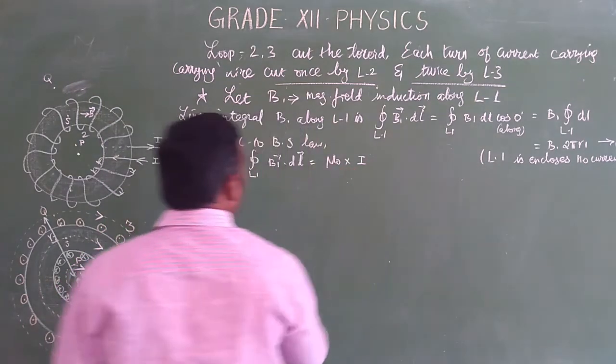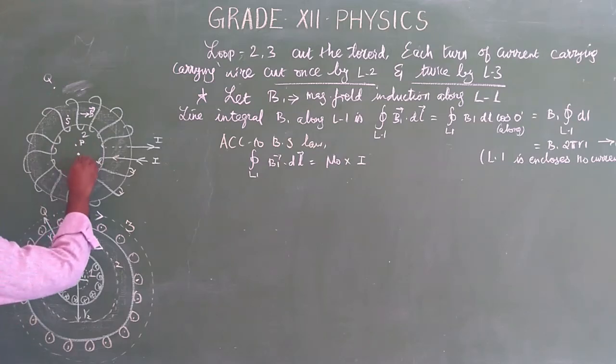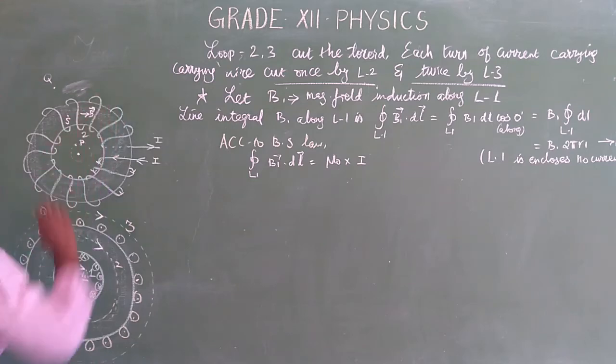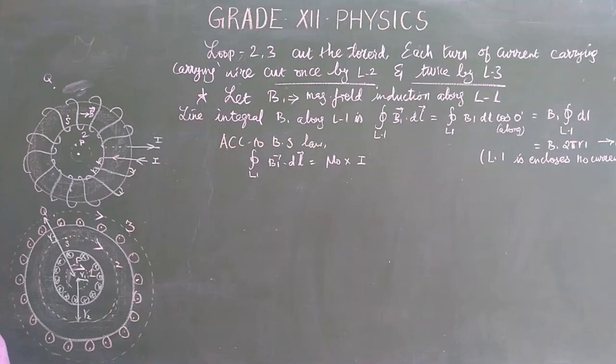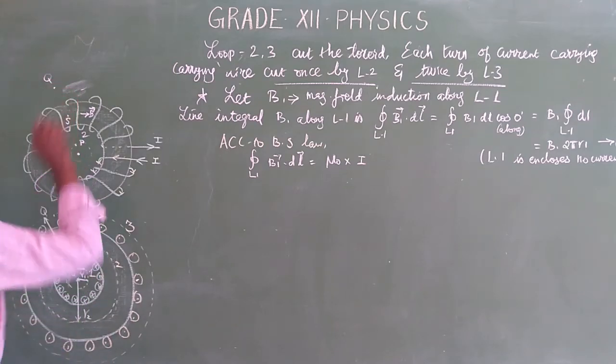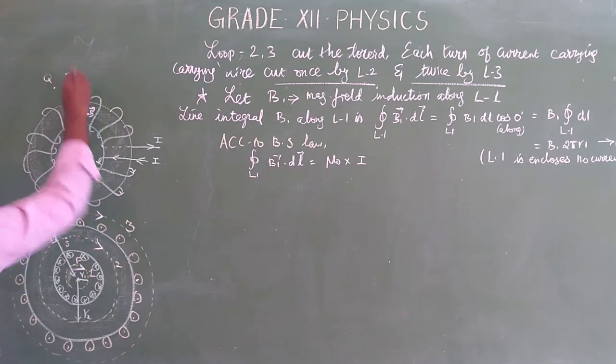But in loop 1, will current pass inside the loop? No, current does not enter the loop. Loop 2 and 3 may be possible, but in loop 3 it is not possible. So loop 1 and loop 3 are similar. This is loop 1, this is loop 2, this is loop 3.